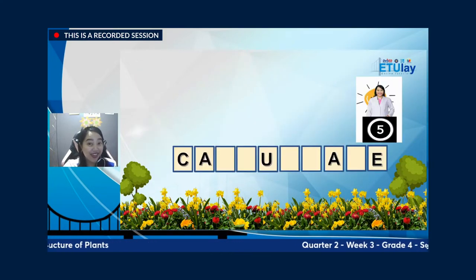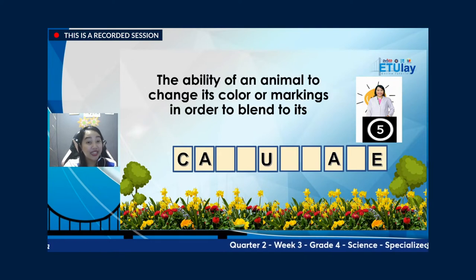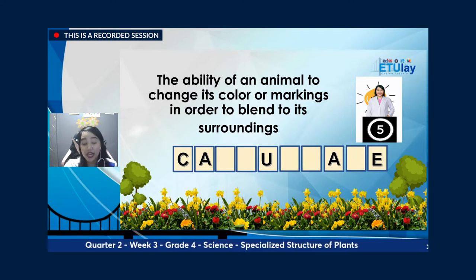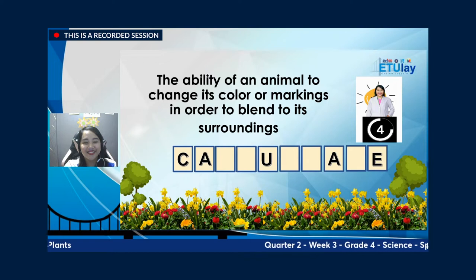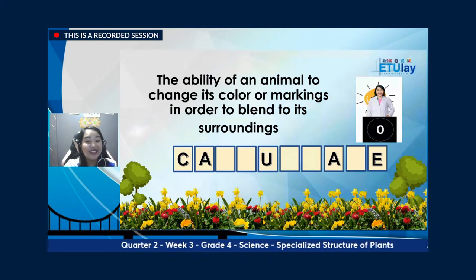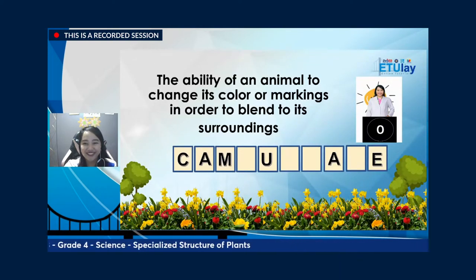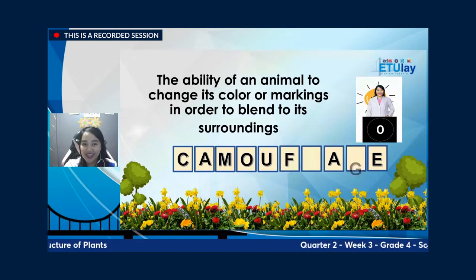The clue will be, it is the ability of an animal to change its color or markings in order to blend to its surroundings. Your 5 seconds starts now. Well, let's reveal the missing letters. We have here letter M, O, F, G, and letter L. Did you got it right?